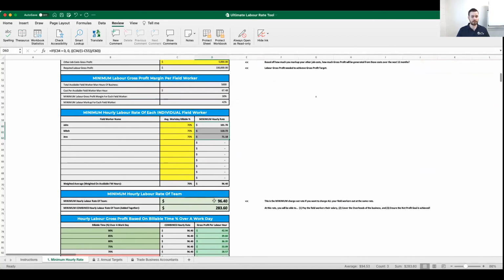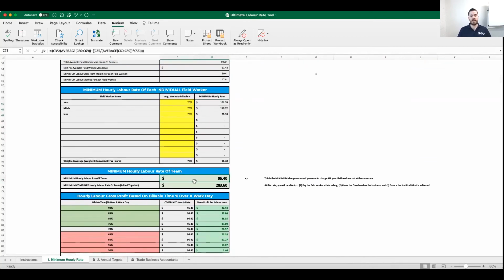Cool. So to close this out, here's again, we've just got the $96.40 from here. This is the minimum hourly labor rate of the team. Now, here we've got the combined rate. So for a lot of you, if you're a carpenter or whatnot, it might be you and your apprentice or something like that. You can actually use this combined rate together when quoting jobs, because you're always on site together. For a service-based business, not as important, because you're probably just sending one tradesman out or a tradesman and apprentice out, whatever it might look like.